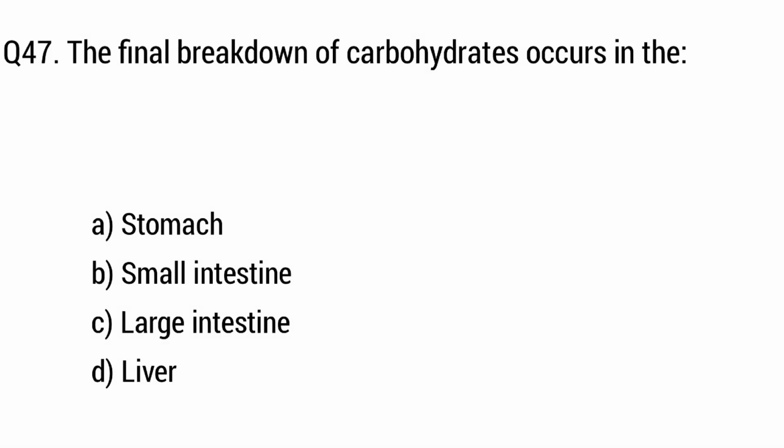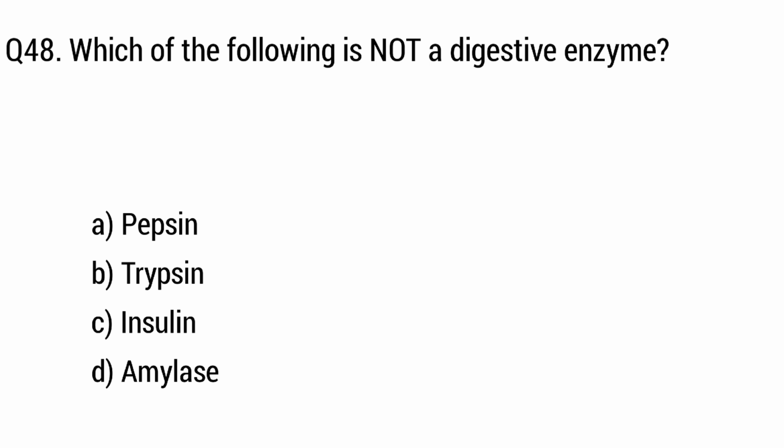Question 47. The final breakdown of carbohydrate occurs in the option A stomach, B small intestine, C large intestine, D liver. But the right answer is option B small intestine. Question 48. Which of the following is not a digestive enzyme? Option A pepsin, B trypsin, C insulin, D amylase. But the right answer is option C insulin.